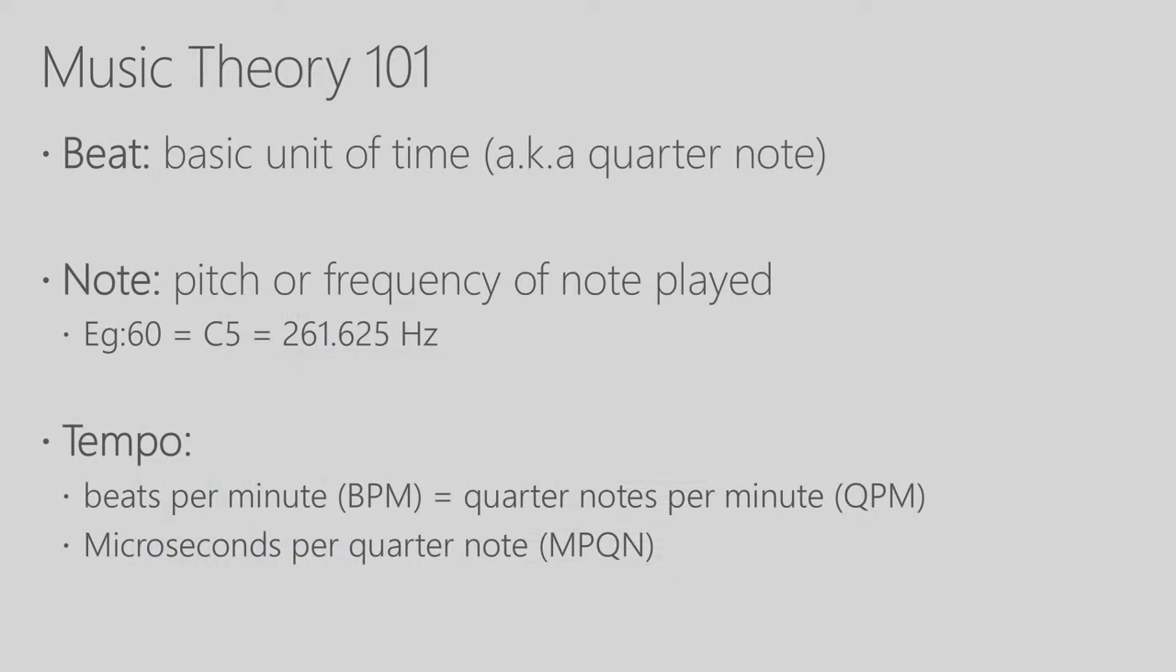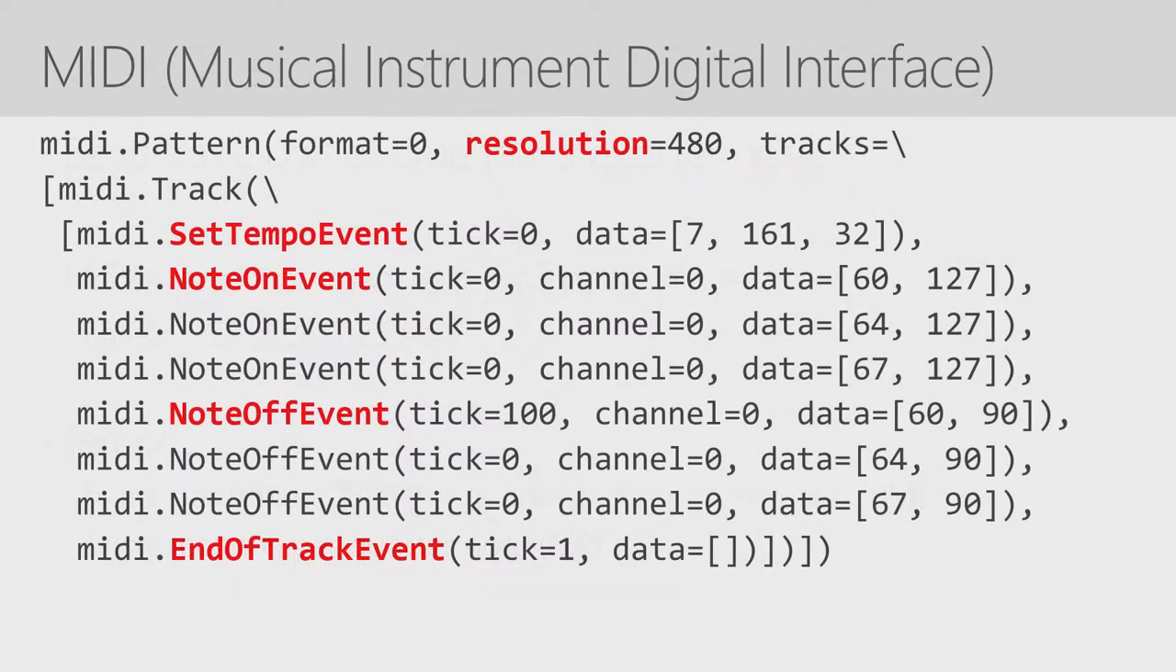Okay. And I know you said you have a lot of music background, but this is a quick one-on-one for people who may not have that background. So it's important to understand what a beat is, which is a basic unit of time, a note, which is the actual note that you're playing, and then the tempo, which is the beats per minute or the quarter notes per minute. Okay. And this is what a MIDI file looks like.